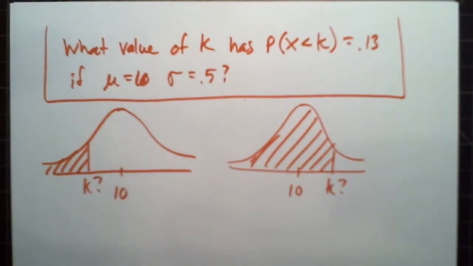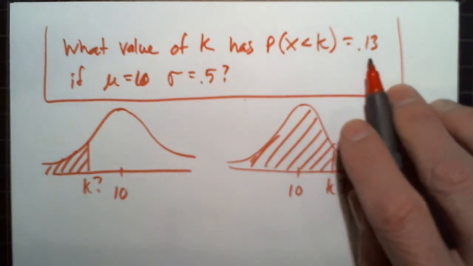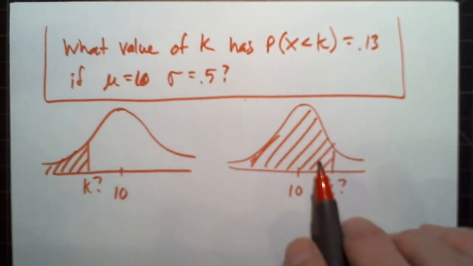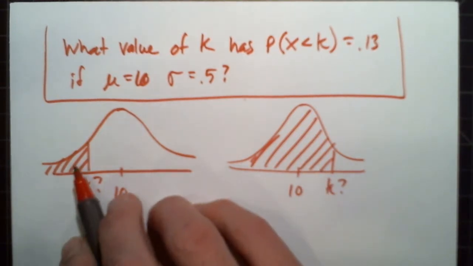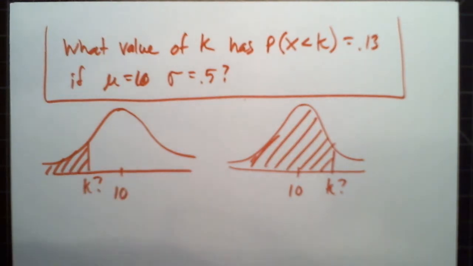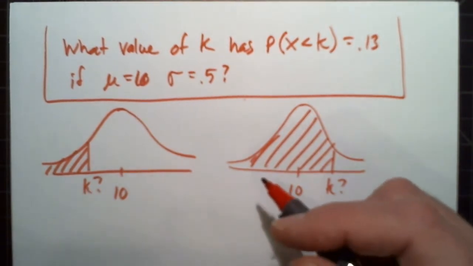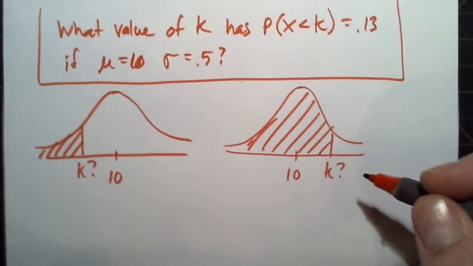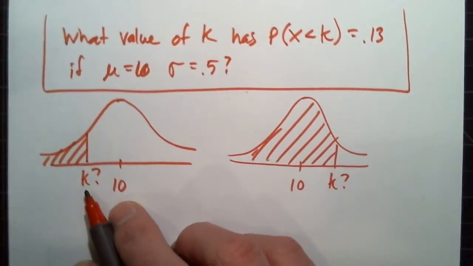So which one of these graphs looks like it could have an area of 0.13? We know that this has to be greater than 0.5. This is like 0.8 maybe. 0.13 could be this area. Okay. All right, so we know it has to be this one.